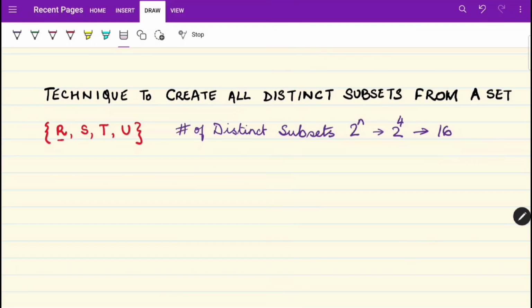So we should expect 16 distinct subsets once we are done with the process. All right. So for the first one, remember that the set is also a subset of itself, correct? So just write the set as is, and that's going to be the first subset, which is going to contain all the elements of the set we are working with.